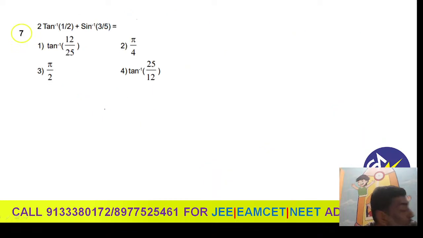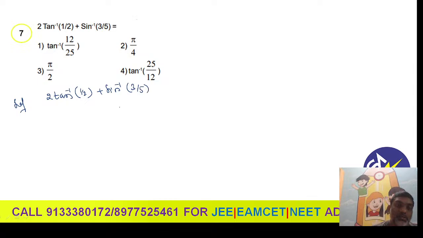Next, question number 7. 2 tan inverse of 1 by 2 plus sine inverse of 3 by 5. So here the options are there, in terms of tan, or else in terms of pi by 2 and pi by 4. So 2 tan inverse of 1 by 2, what is this 2 tan inverse of 1 by 2? And sine inverse of 3 by 5 is also there here.